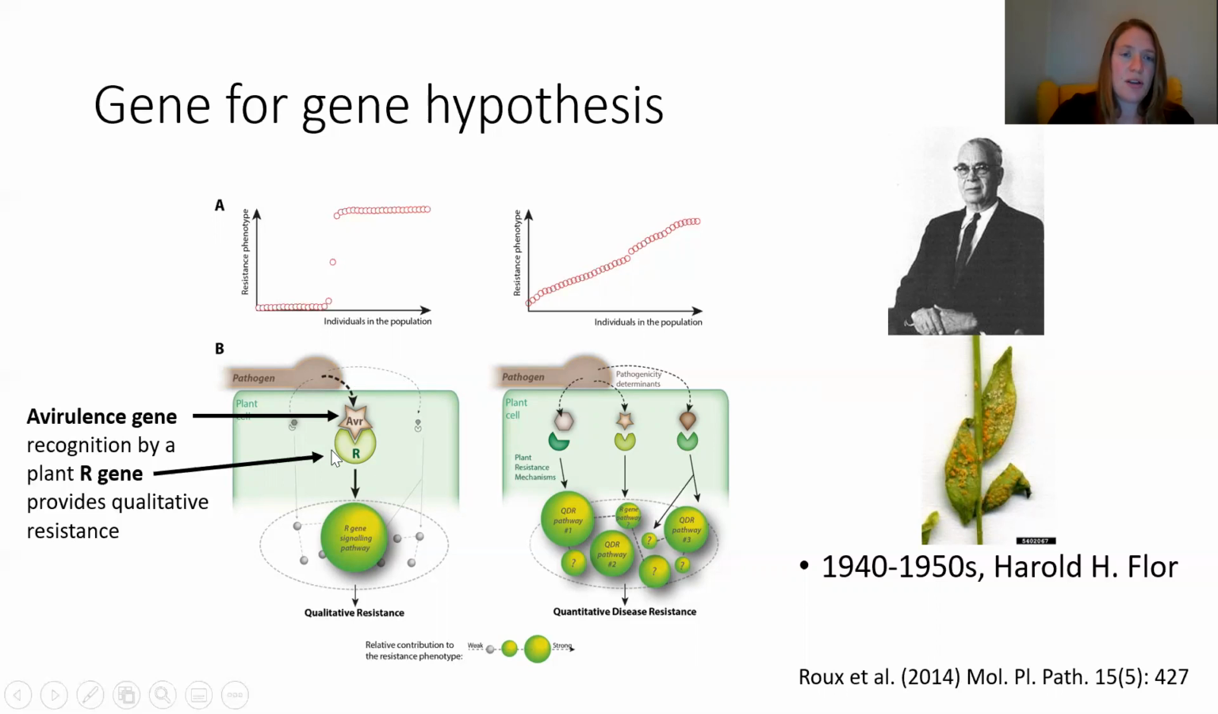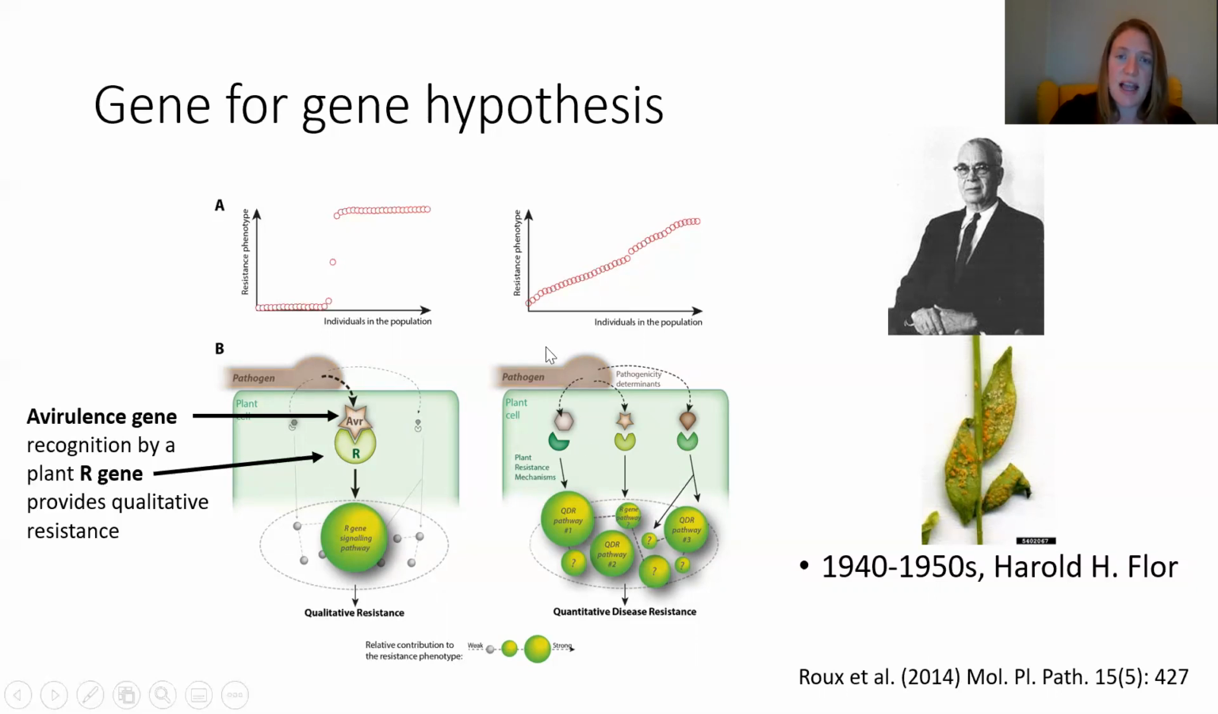And we call the resistance gene that segregates in plant populations a resistance gene, or an R gene. This provides the qualitative resistance. An avirulence gene is the pathogen equivalent, or is basically recognized by the R gene. So you need to have the pathogen avirulence gene there to actually have this type of resistance.